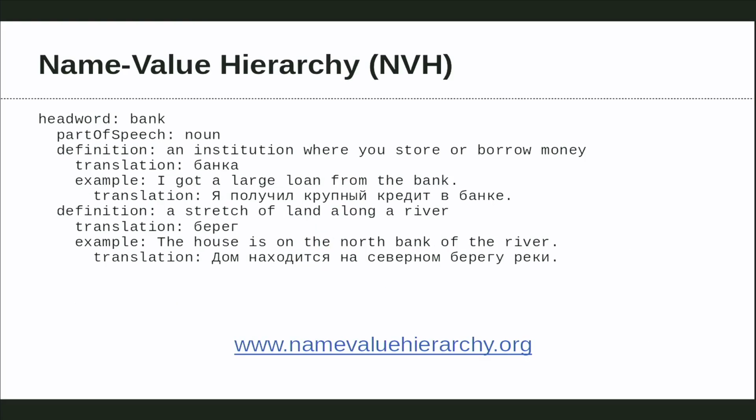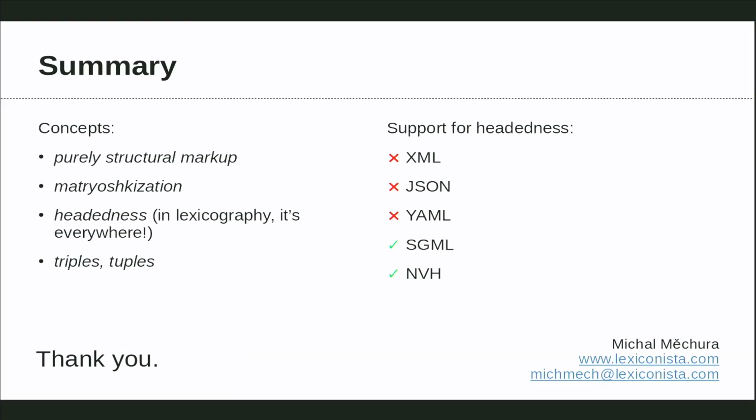So this is name value hierarchy. You heard about it here first. You can go to the website to read more about it. It's a language that has been designed specifically to support these headed structures, which abound in lexicography. They are everywhere. It's probably the only discipline where they are present so much that it really gets in the way and causes our XML to be too complex. So that now is the end of my presentation.